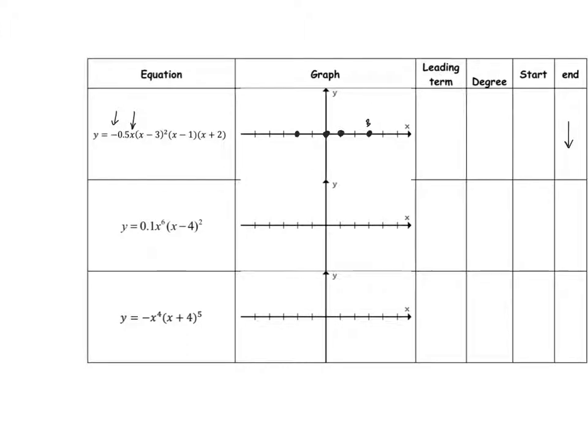So if our end direction is down, we're going to start down here, bounce, turn it around to cross, turn it around to cross, turn it around to cross. So opposite start and end direction, which is good because we have 1, 2, 3, 4, 5 degrees on this one. We'd have a leading term of -0.5 x to the 5th, so degree 5.